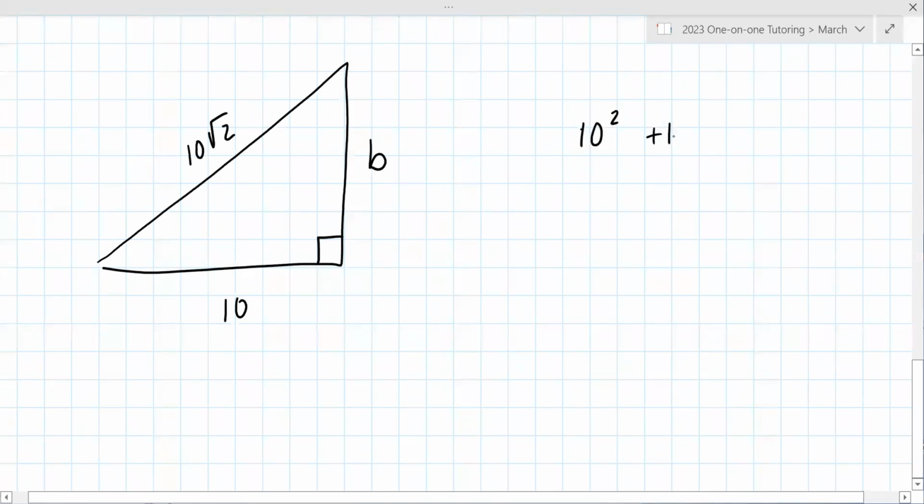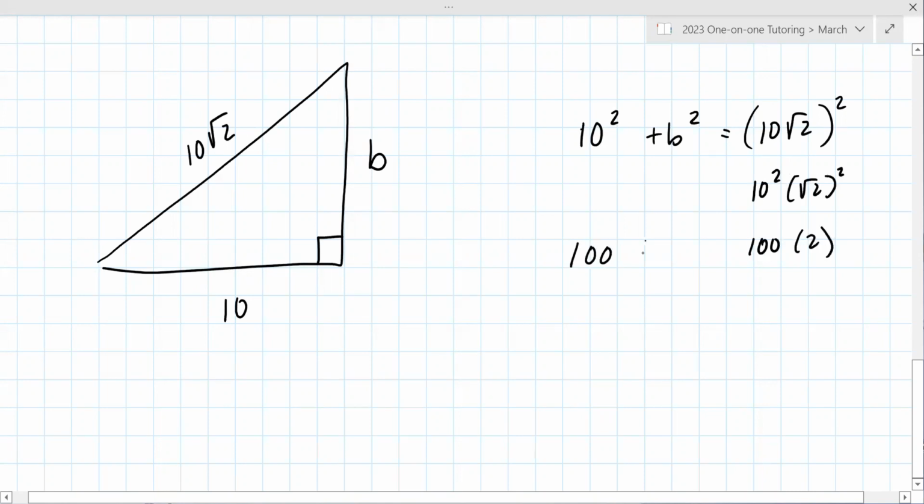So 10 squared plus B squared equals 10 square root 2 squared. Now on the right here, notice I've put it in parentheses. So you're squaring both the 10 and the square root of 2: 10 squared, square root of 2 squared. 10 squared is 100. Square root of 2 squared is 2. The square undoes the square root. So you've got 100 plus B squared equals 200. So B would also be 10 then.